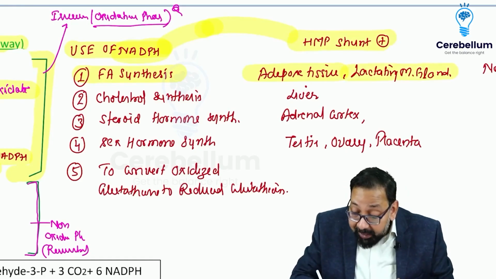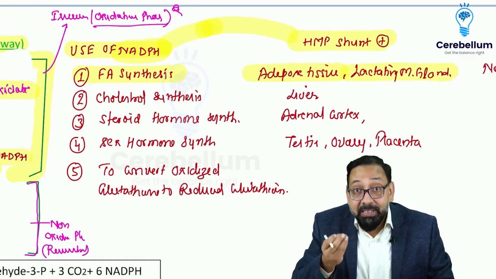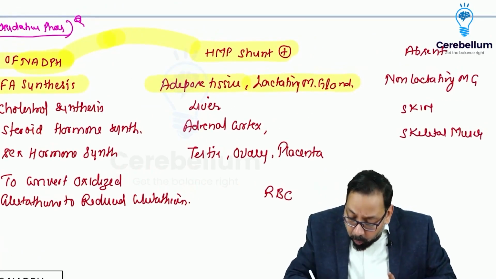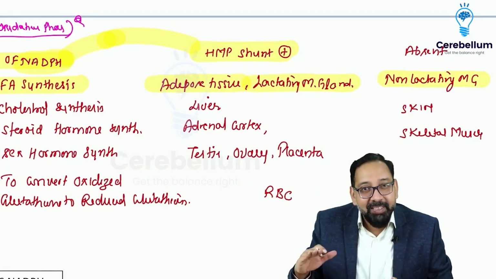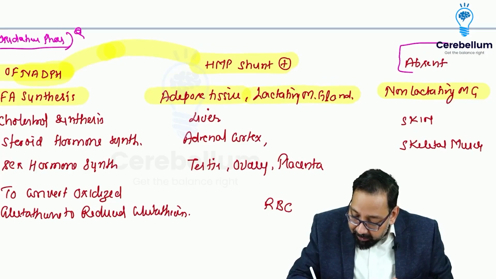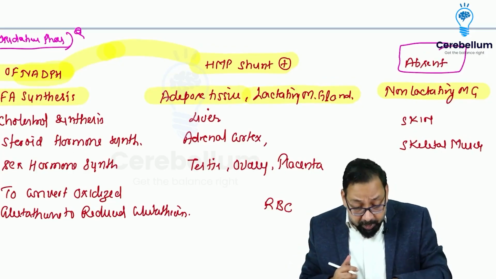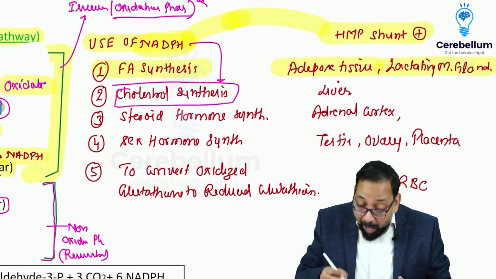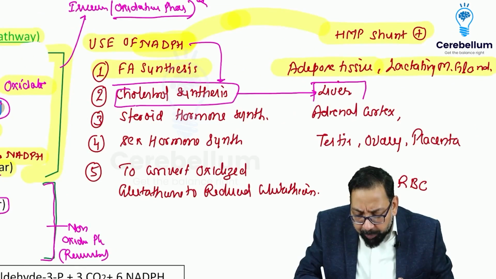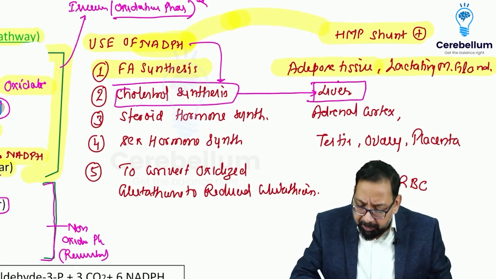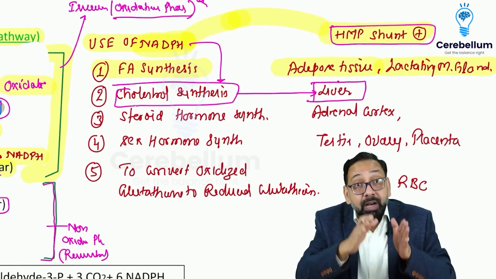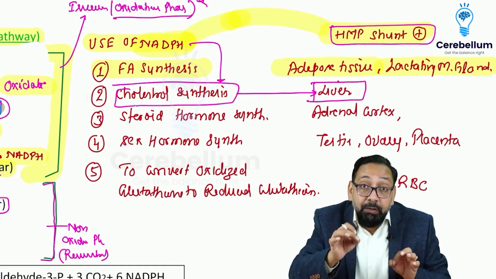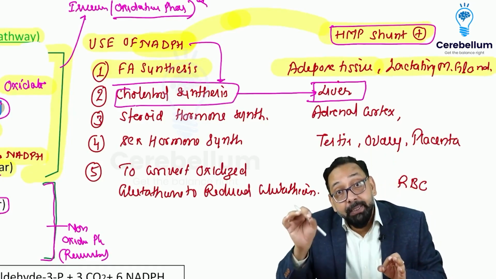Question: lactating mammary gland synthesizes fatty acid, so HMP shunt must be present in lactating mammary gland. Conceptual question: in non-lactating mammary gland, you are not doing fatty acid synthesis, so HMP shunt is absent in non-lactating mammary gland. Cholesterol synthesis also requires NADPH, and this occurs in liver. Liver is the main organ of metabolism. Most of the pathways occur in liver, so HMP shunt also occurs in liver. This is a conceptual mnemonic. We are understanding which pathway is occurring in which organ. Then if those pathways require NADPH, HMP shunt must be present in those organs.